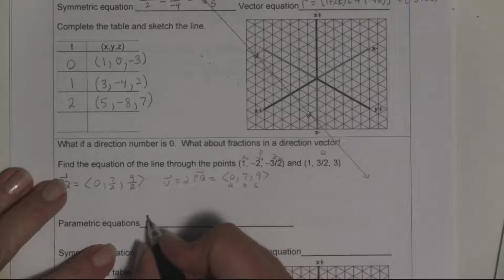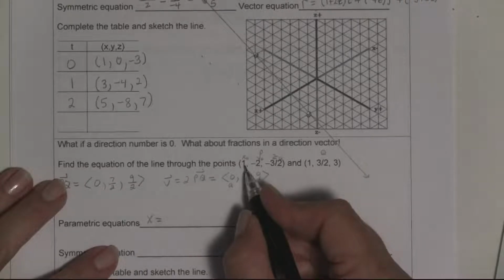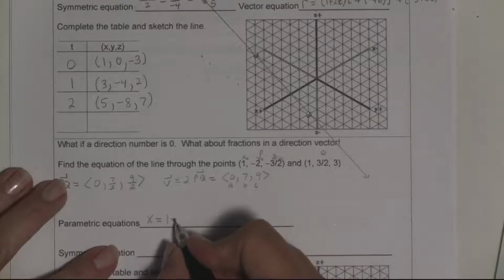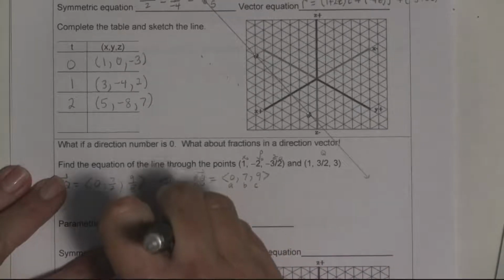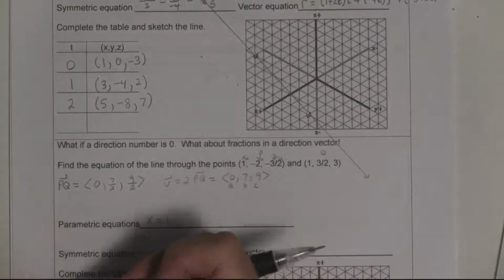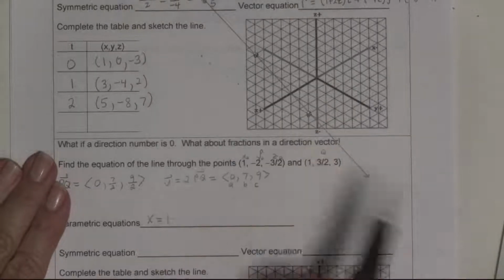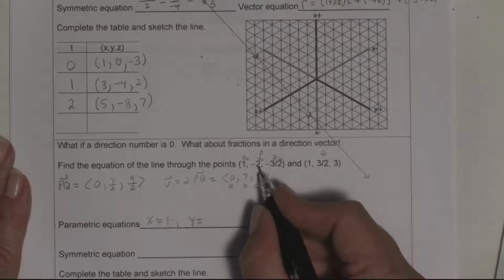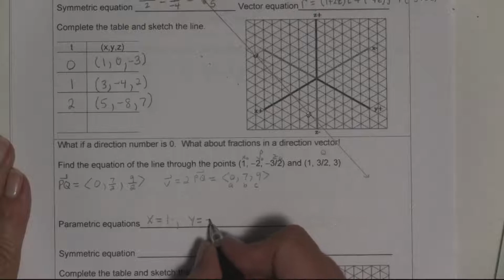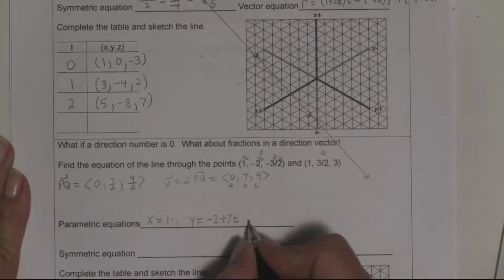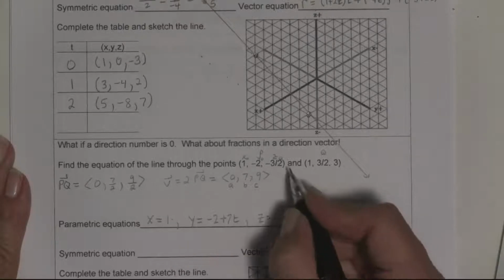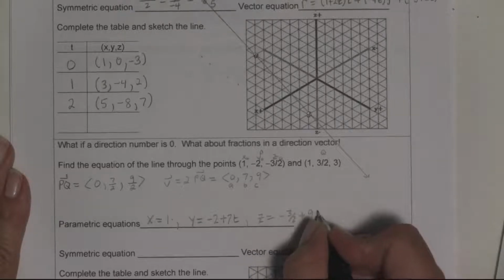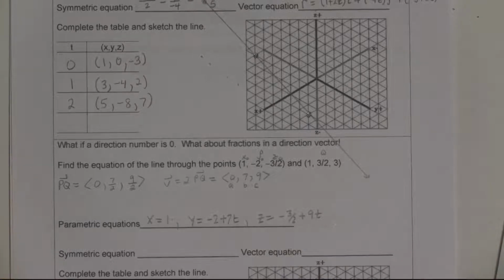And so this is x equals 1, and then 0t, which just makes the t go away. So I'm going to put x equals 1, and then we're going to have comma y equals negative 2 plus 7t, and then z equals negative 3 halves plus 9t. And so we did a lovely job on that.